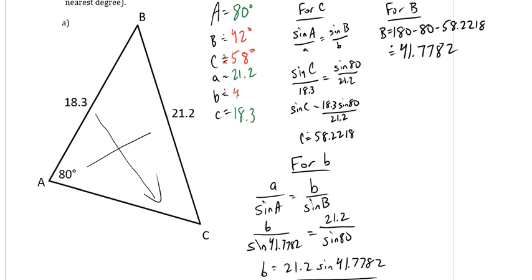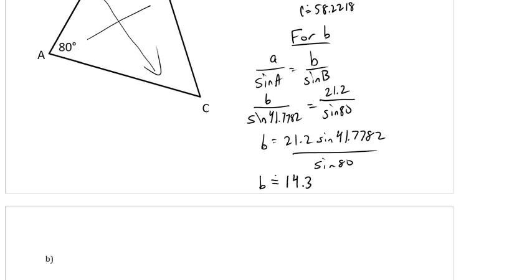14.3. I mean, I'm sure that that's perfect down to that decimal place. I know that it's 14.3. Still rounded, but how's that? Any questions? Okay, only one more.